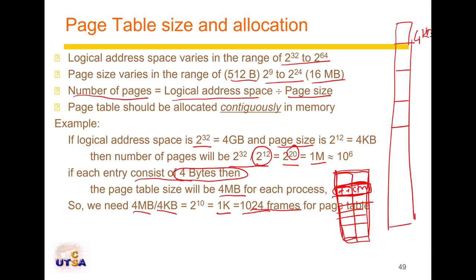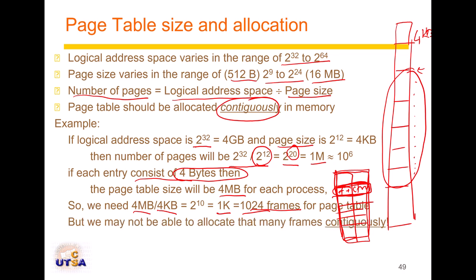But the trouble here is we have to allocate that physical page table in a contiguous manner. So somewhere the OS needs to identify 1024 frames in a contiguous manner, starting from somewhere. And remember, that was the problem we were trying to solve in the first place. So that's the trouble.